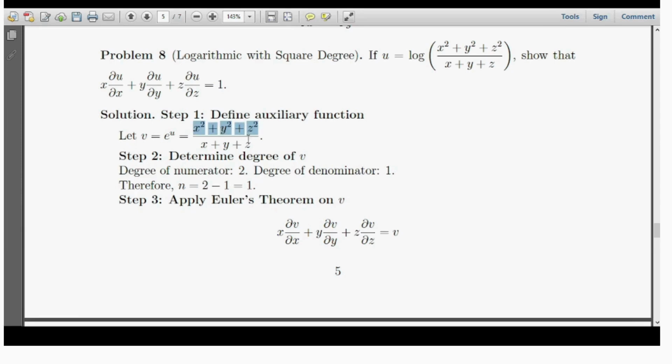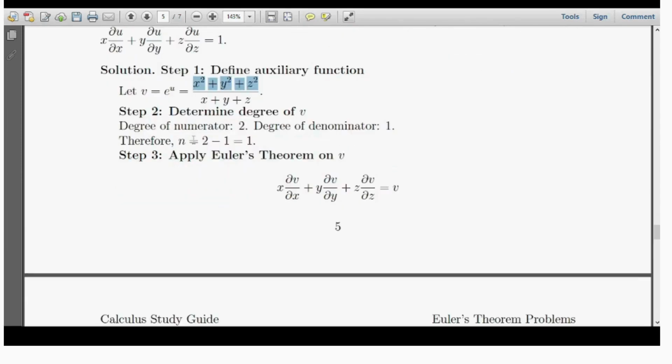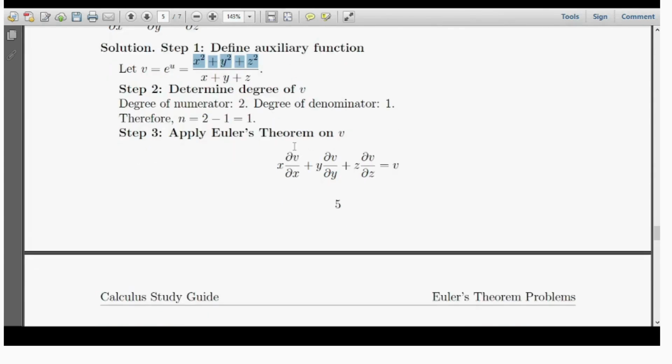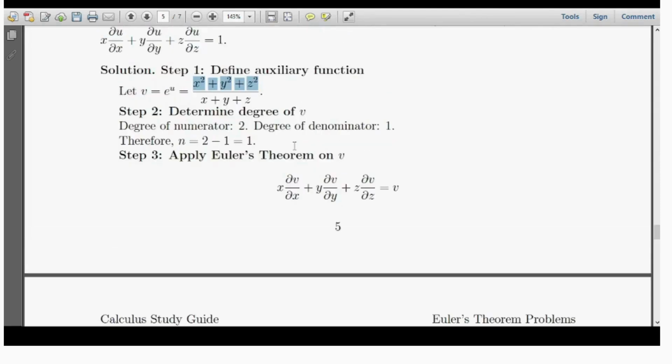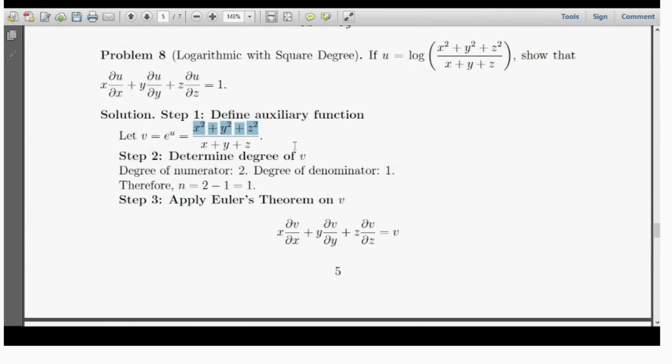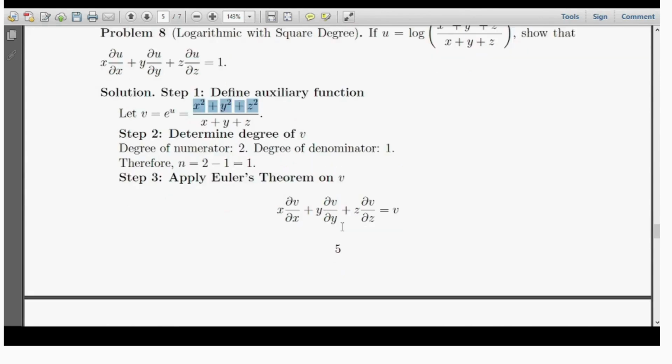Numerator degree 2, denominator degree 1. So therefore total degree is 2 minus 1, numerator degree 2 minus denominator degree 1. So this is 1. Applying Euler's theorem, this is x ∂v/∂x plus y ∂v/∂y plus z ∂v/∂z equal to nv. So because n is 1, 1v.